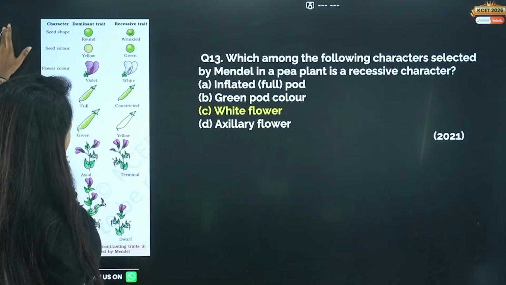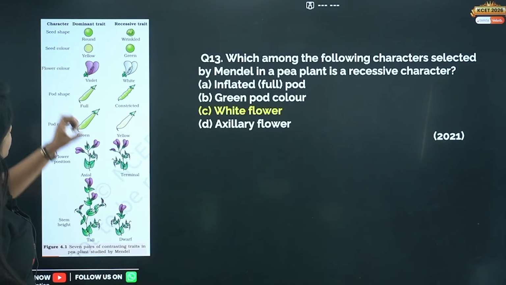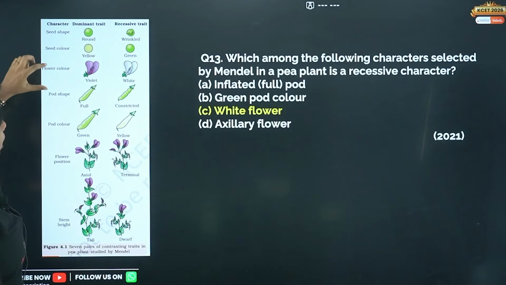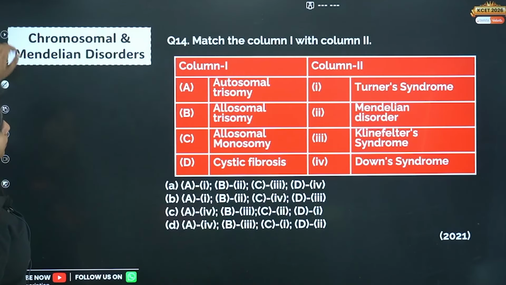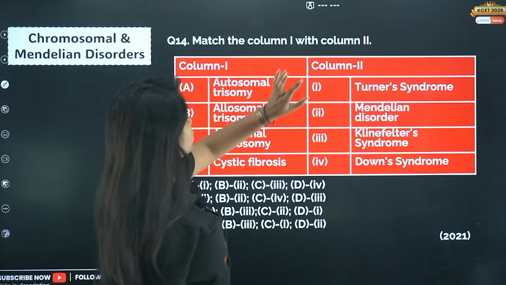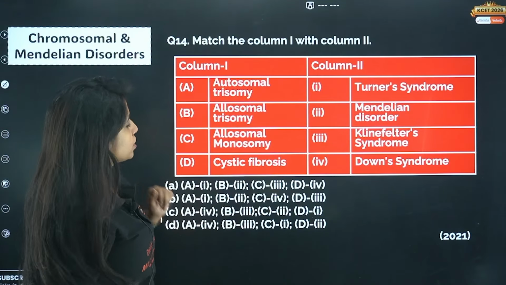Let's go ahead. And over here you have a list of all of them. Remember, seed color, seed shape 2, flower color, flower position 2, pod shape, pod color 2. Only one is there, stem height, which is single. Okay. Now match column 1 with column 2. Column 1 is this, column 2 is this.